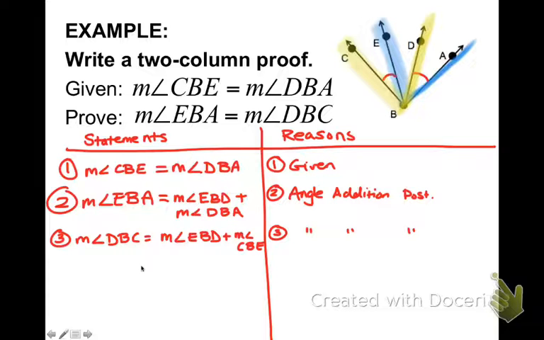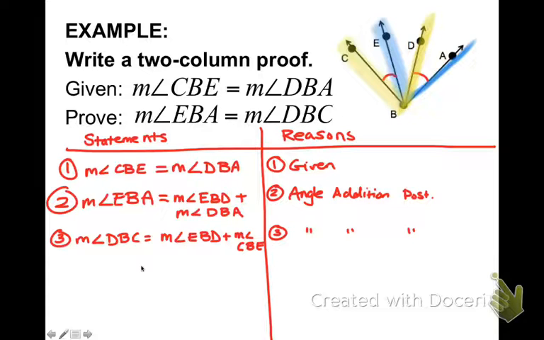Here you have a measure of angle EBD. Here you have a measure of angle EBD. So far we're the same. But here I have a measure of angle DBA, and here I have a measure of angle CBE. Are those the same? No. I need to make them look the same, and I can do that by using the substitution property.